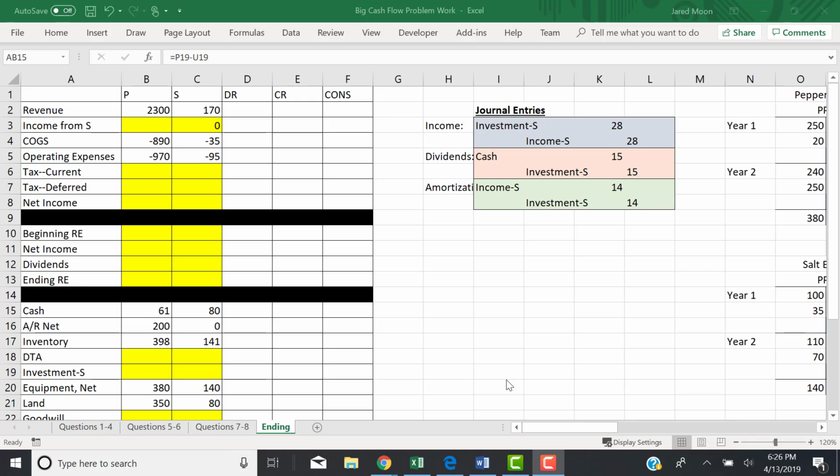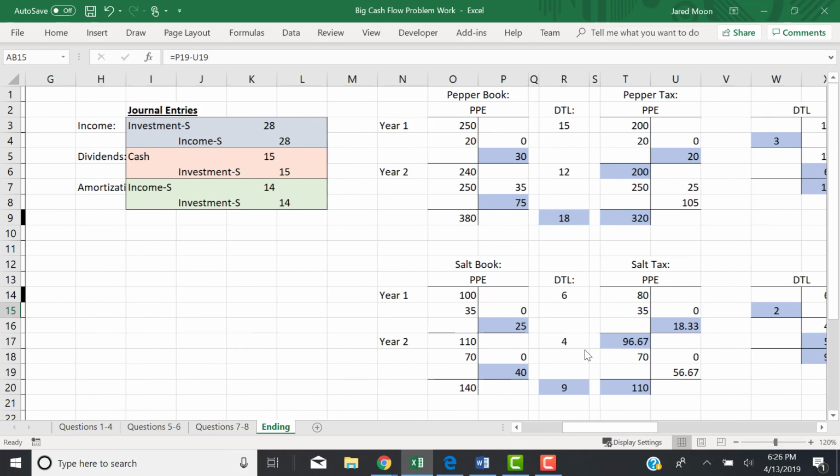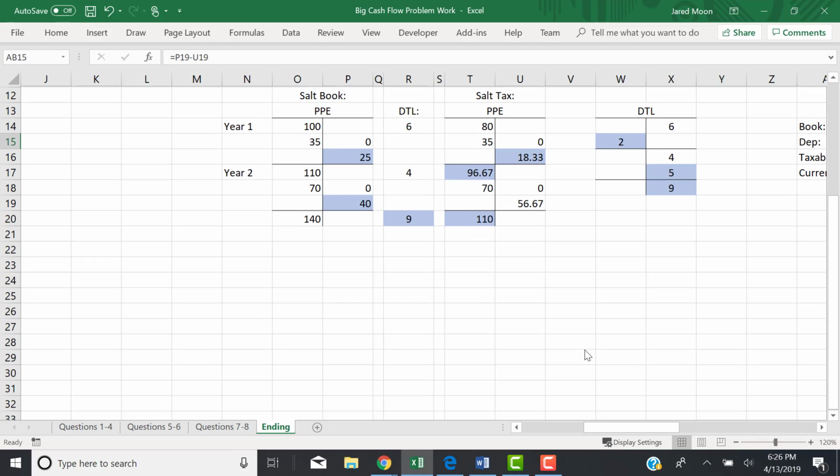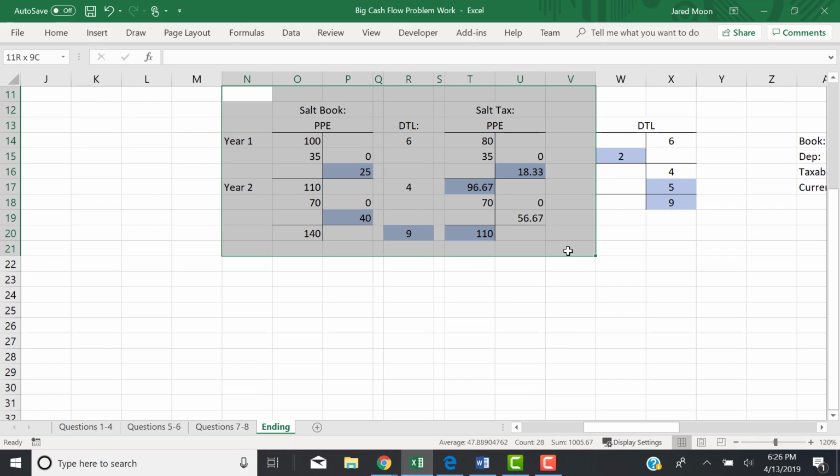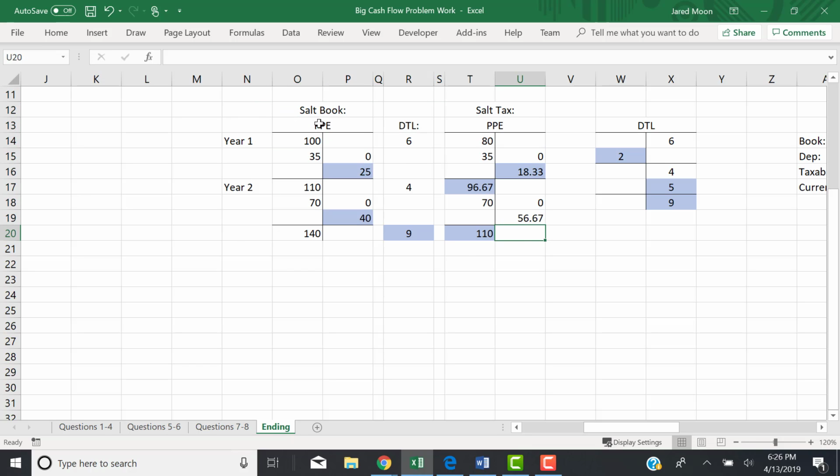So let's just start with the required section down there. We'll come back to all that information at the top in a little bit. Required, prepare the tax provision for SALT. And it tells us that we're going to need to reconcile the book PP&E and tax basis PP&E amounts. So let's start there. Year 1 and year 2, let's go to SALT. I realize there's a lot on the screen. I'll try to kind of isolate it here a little bit. This is what we're talking about. SALT's book and SALT's tax.